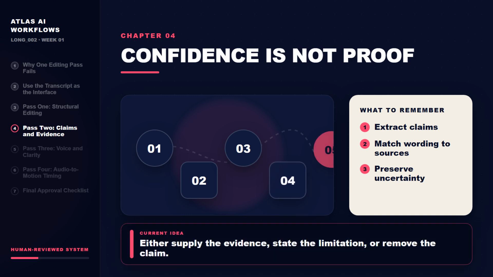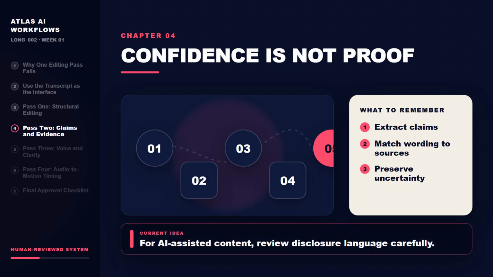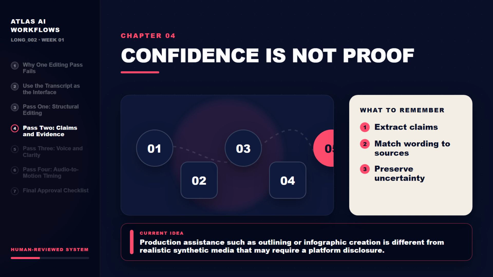Either supply the evidence, state the limitation, or remove the claim. Check that examples are identified as examples rather than disguised as universal results. Check that recommendations separate personal preference from platform requirement. For AI-assisted content, review disclosure language carefully. Production assistance, such as outlining or infographic creation, is different from realistic synthetic media that may require a platform disclosure.